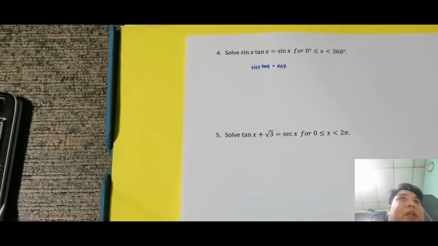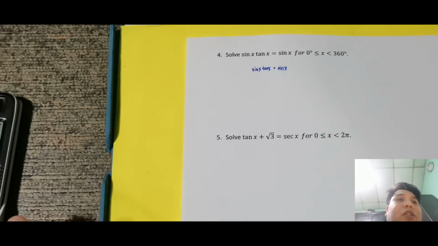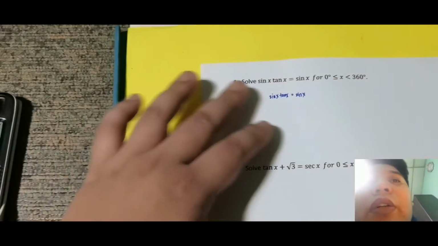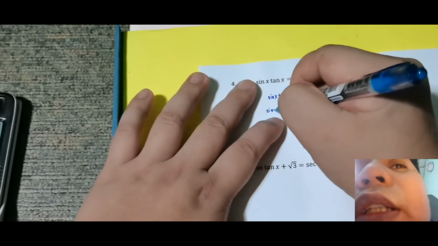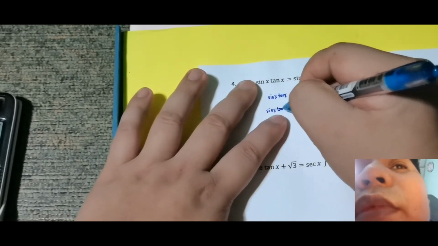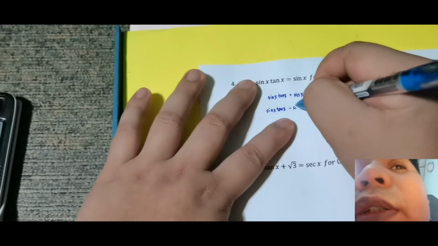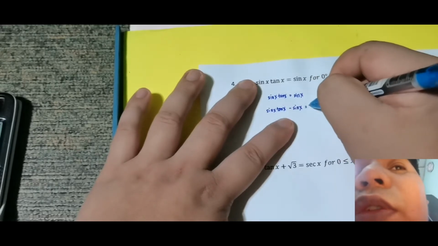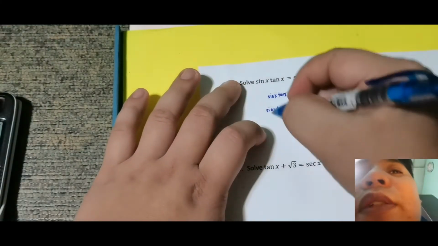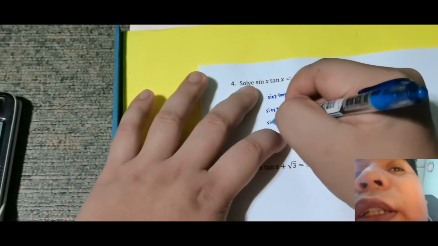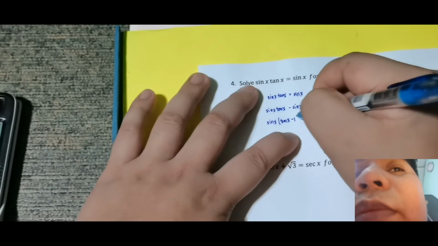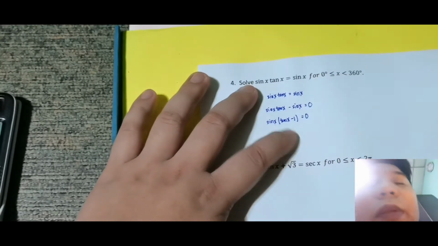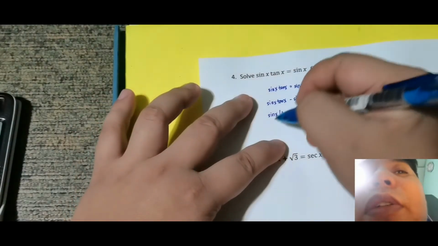Bakit i-disregard mo meaning si sin? Si tangent na lang yung kino-consider mo dito. Okay, so dito ang gagawin ko, transpose ko yung sin sa left side. That is sin x tangent x minus sin x is equal to 0. Then factor ko yung sin x. That is sin x multiplied by tangent x minus 1 is equal to 0. Then by zero product property, dalawa lalabas sa sagot.